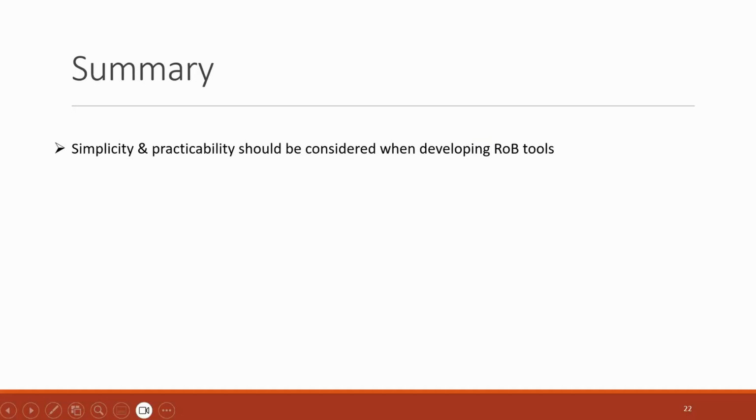All right, I will now sum up my talk. Simplicity and practicability should be considered when developing risk of bias tools. This was our intention with ROBUST-RCT.